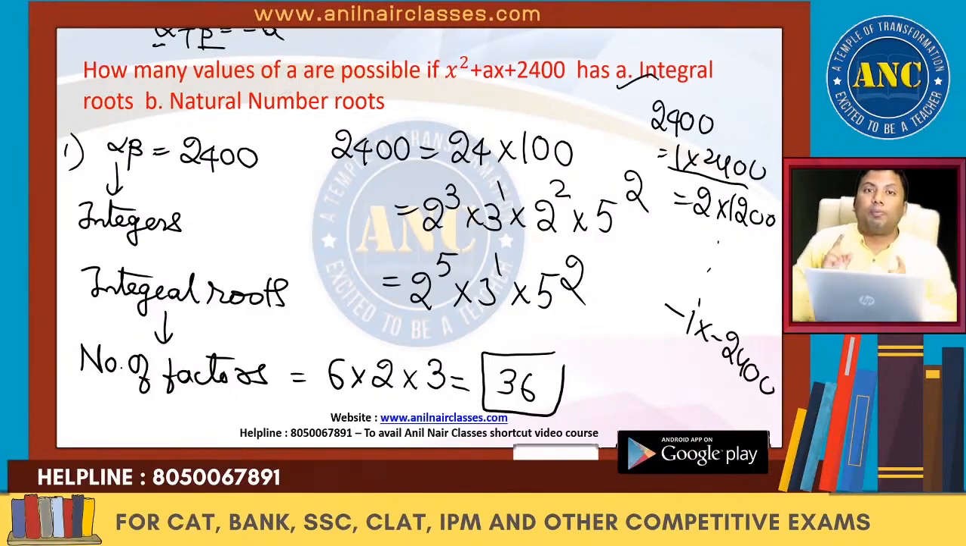Integral roots. I hope there is no confusion between integral roots and natural number roots. Natural numbers are nothing but the numbers which can be counted and which are to the right hand side of 0, 1 to countable infinite. Integral values include negative numbers, 0 and positive numbers. Natural number values are the numbers which are only positive. I hope the idea is clear.